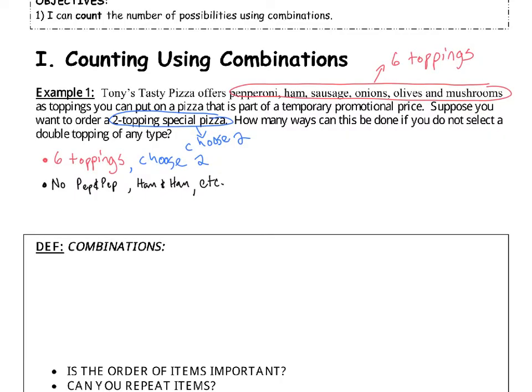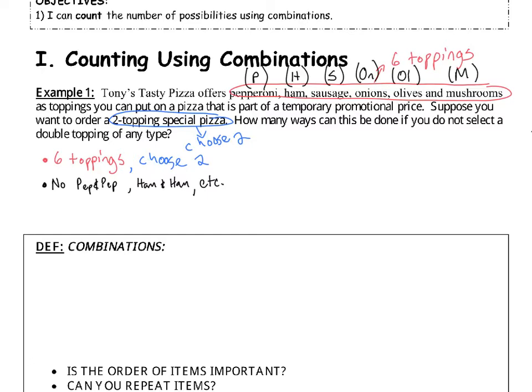So if our goal is to determine how many different pizzas are possible in these scenarios, we need to consider the numbers and options given. Well, we have 6 total toppings to choose from, and I've circled those in red, and we're only going to take 2 of those at a time on the pizza. Now, there is an additional scenario that says we cannot double up any topping. So for instance, we can't have pepperoni and pepperoni or ham and ham, etc.